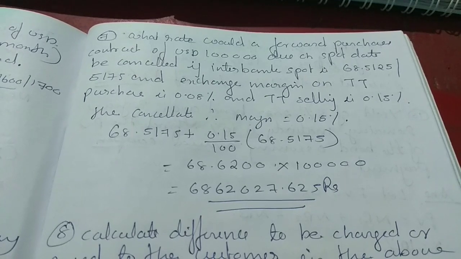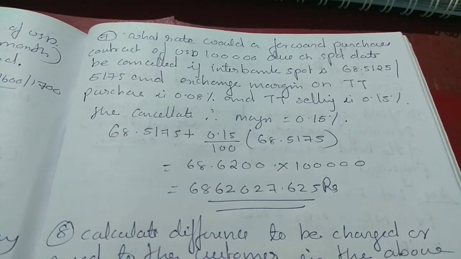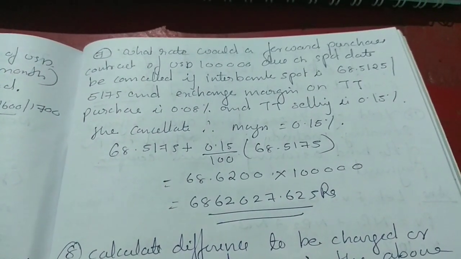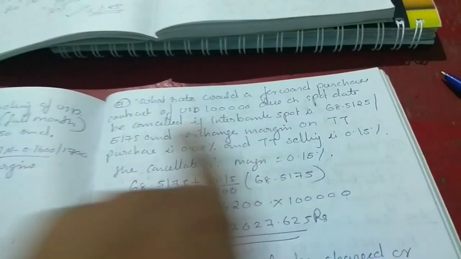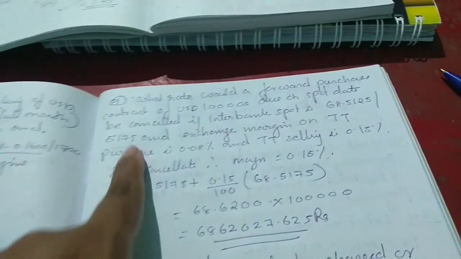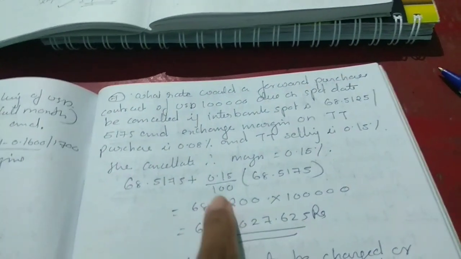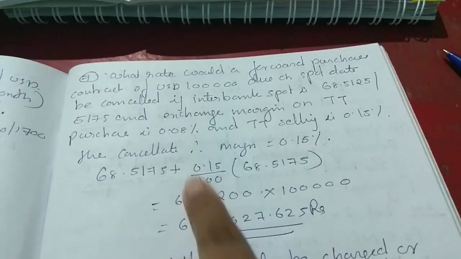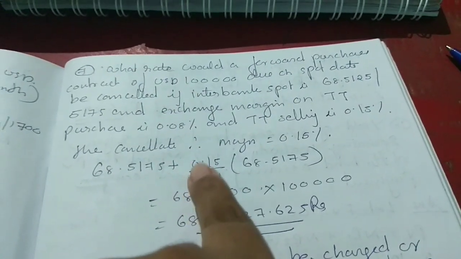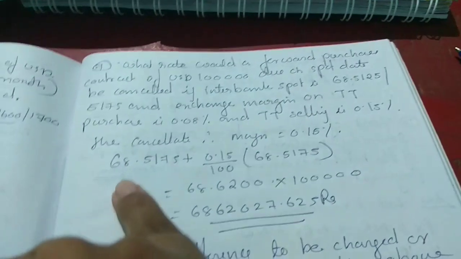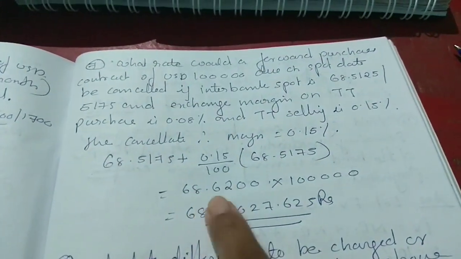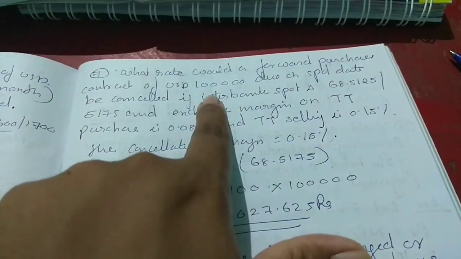we have to find the cancellation rate. So here it was a forward purchase contract, so it is to be cancelled on the opposite TT rate. So we have to take 68.5175. This is buy, this is sell. So we have to take the sell amount, 68.5175, plus the margin for selling. We have to add the margin for selling; for buying, we have to minus the margin. So here we add the selling margin, that is TT selling 0.15% of this 68.5175, that is 16.62. This is to be multiplied with the USD 1 lakh to get that much in Indian rupees.